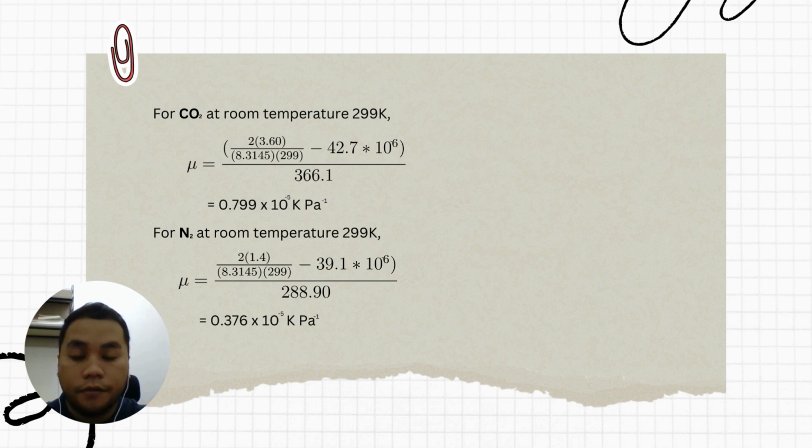So from equation 6 and the value of constants given in the table for A, B, and Cp, we can calculate the value of the Joule-Thomson coefficient at room temperature, which is 299 Kelvin. The value of mu for carbon dioxide is 0.799 times 10 to the power of negative 5 Kelvin per Pascal. And for nitrogen, the value of mu is 0.376 times 10 to the power of negative 5 Kelvin per Pascal.